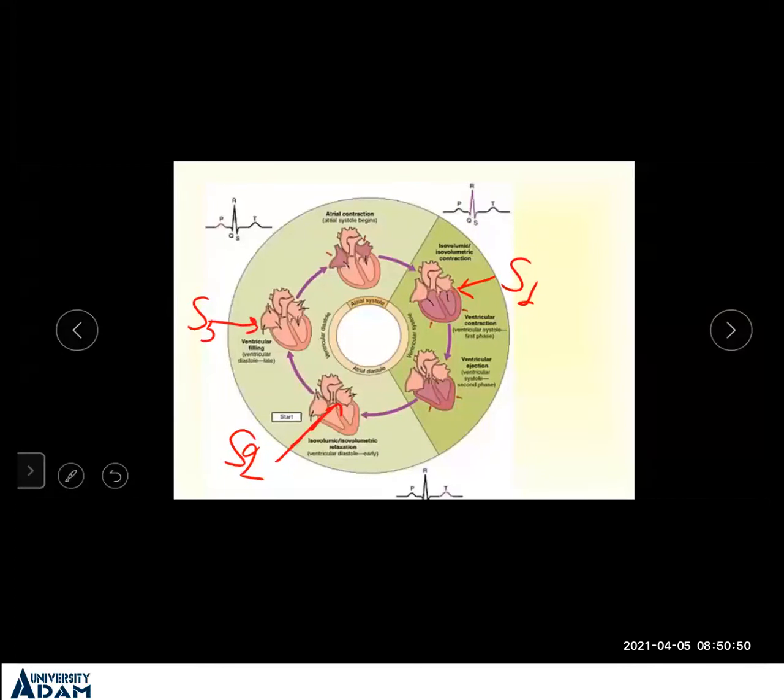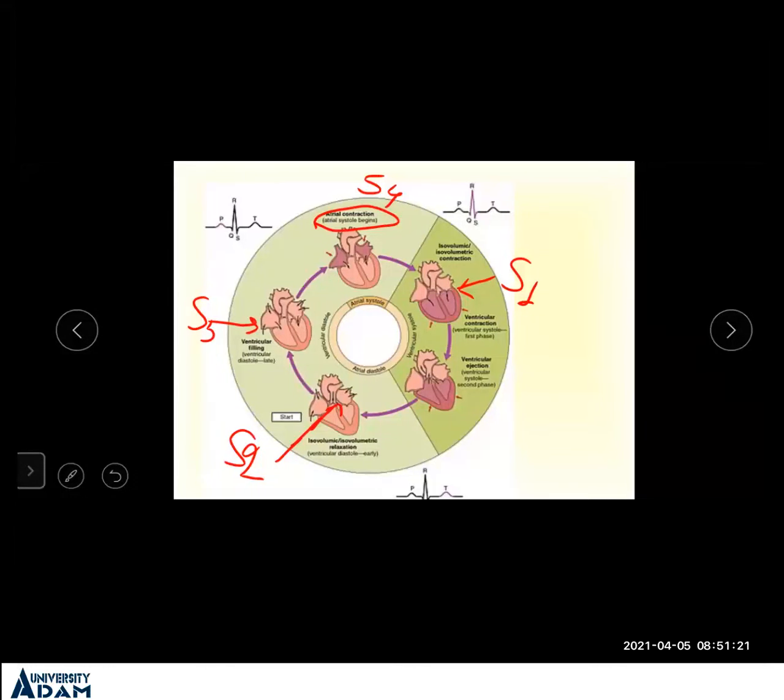At the end of diastole, what happens? Contraction of the atria, during which blood is pumped into the ventricles and also causes vibration, and we hear S4.